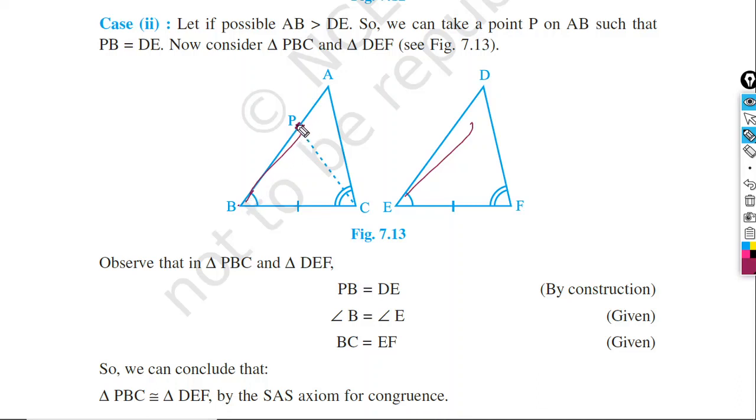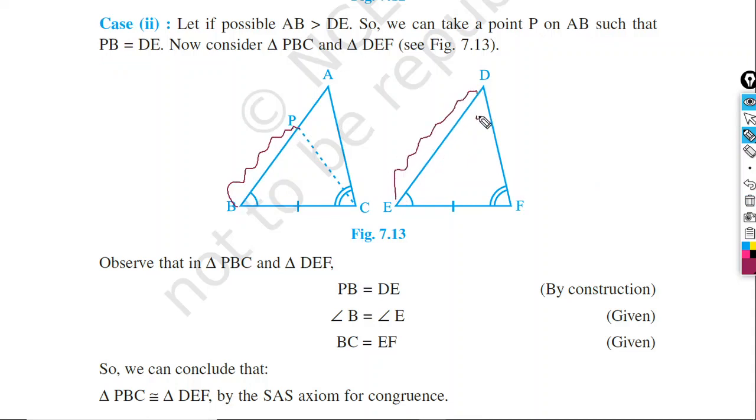Such that BP, this length of BP, will be equal to DE. As we have assumed AB is greater, that means there is somewhere a point P such that BP will be equal to DE. So we can take a point P on AB such that BP equals DE. Look at the figure.